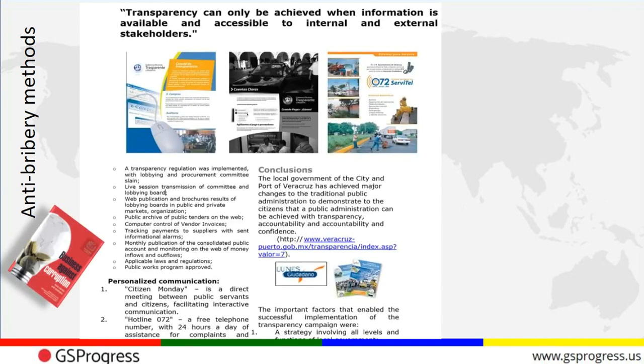So you can see here, for example, the transparency regulation was implemented with lobbying in procurement committee, live session transmission of committee, and lobby board. So every meeting that they have in the council was published in real time on YouTube. So everybody knows what every one of the representatives is doing, and every penny, every dollar that people pay in taxes was connected to the web page of the municipality, and the people know exactly how much money comes in, how much money comes out, and where it comes from.